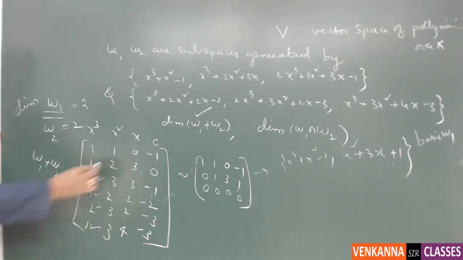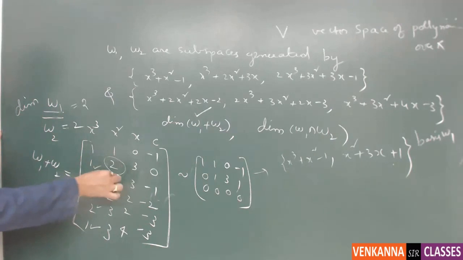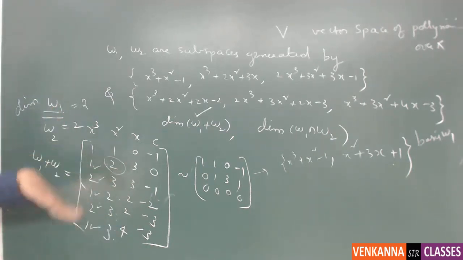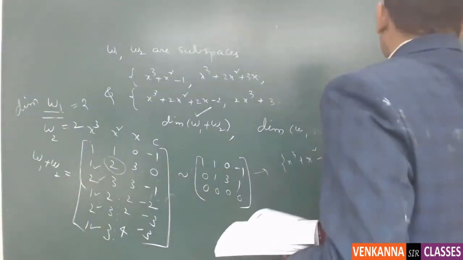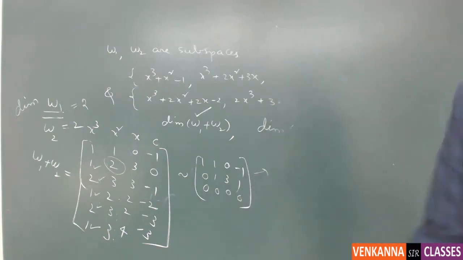Then you fix the second diagonal element, then make all these values as 0. You do the row operations like that and give back the reply. Take a minute of time, don't worry. I will give the feedback. Do the row operations on your own. I will write the result.